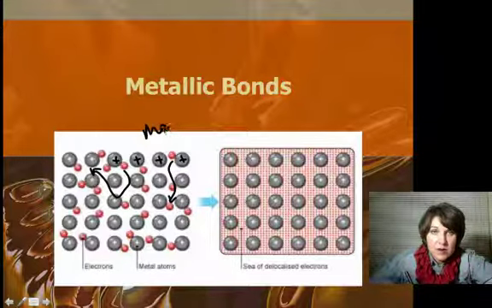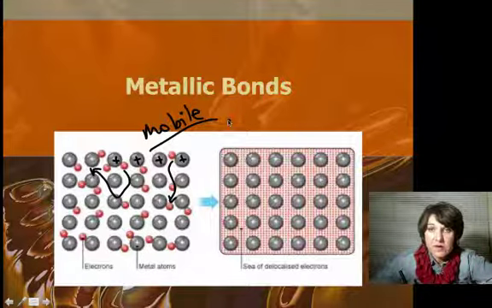We call these mobile electrons, and that determines the properties of metals in being very conductive for heat and electricity, and also that they're easily malleable. We can bend them and stretch them into wires because they're ductile. So metallic bonds lend a lot of unique properties to metals that other elements don't have.